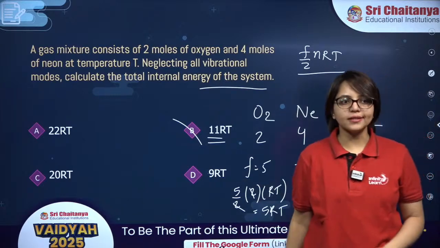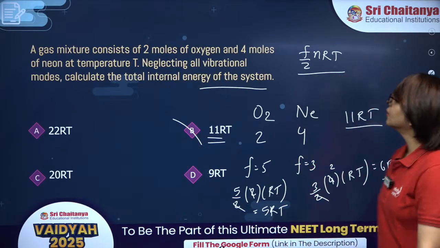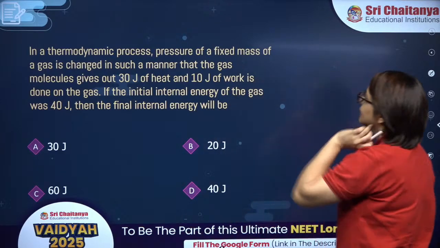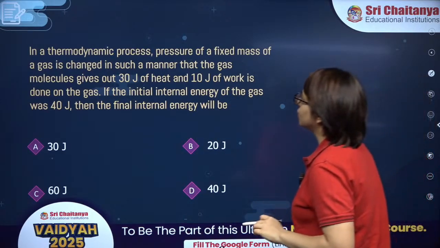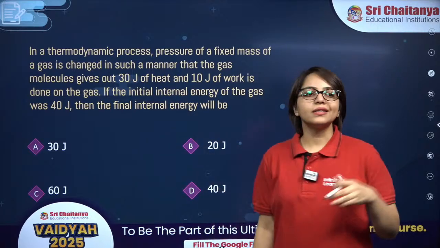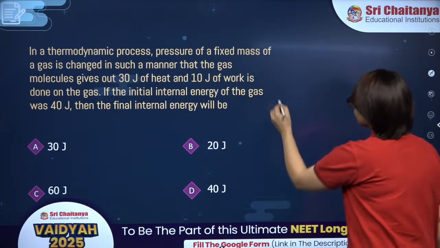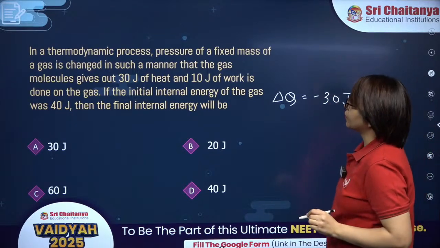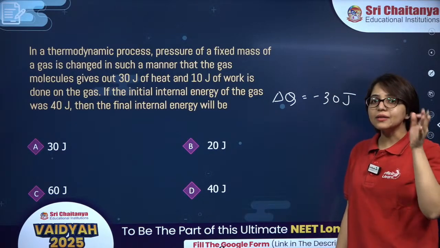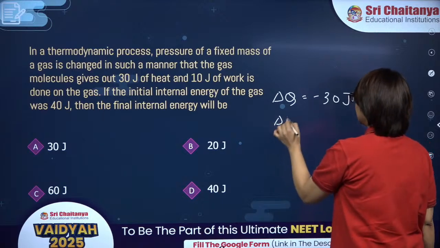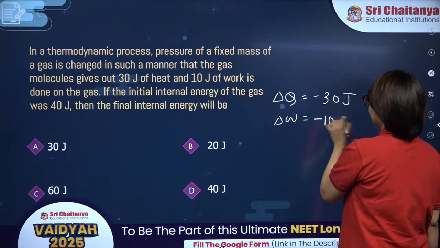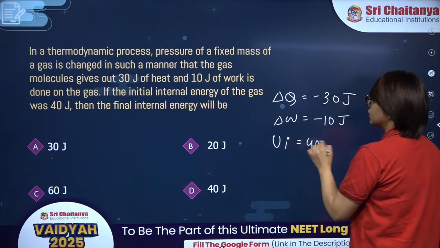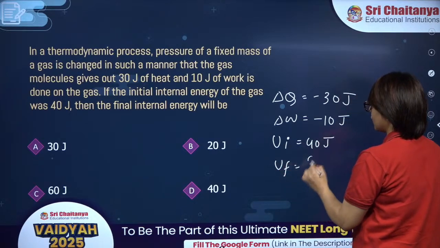All right. Last question of today's session. In a thermodynamic process, pressure of a fixed mass of a gas is changed in such a manner that the gas gives out 30 joules of heat. The system is giving out heat. That means delta Q will be negative. And 10 joules of work is being done on the system. We are doing some work on the system. So, work done will be negative. If the initial internal energy of the gas was 40 joules, what is the final internal energy of the gas?